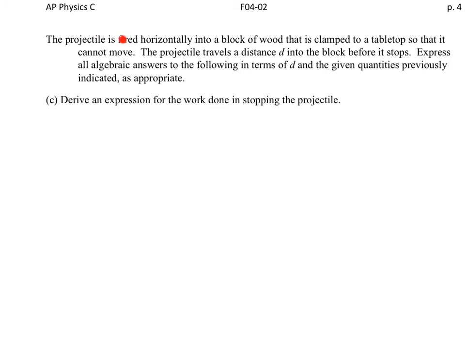The projectile is fired horizontally into a block of wood that is clamped to a tabletop so that it cannot move. The projectile travels distance d into the block before it stops. Express all algebraic answers to the following in terms of d and the given quantities previously indicated as appropriate. So that would be, we could also use Vx, F average, and Jp. But for instance, we shouldn't use m or delta t.